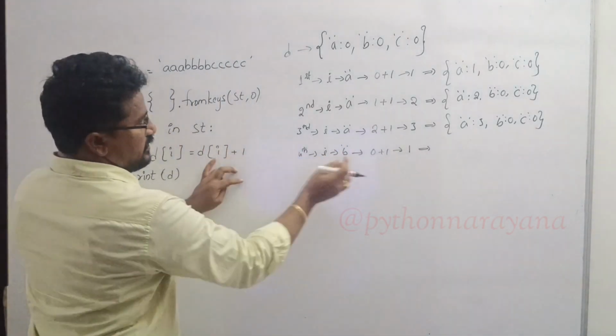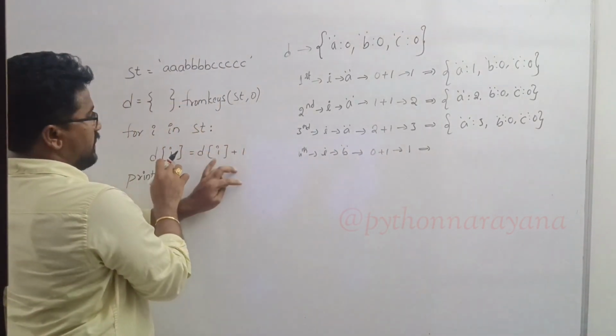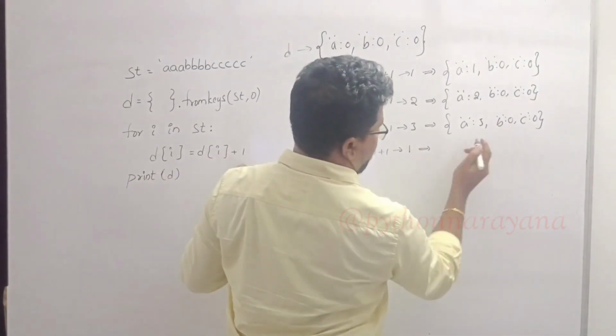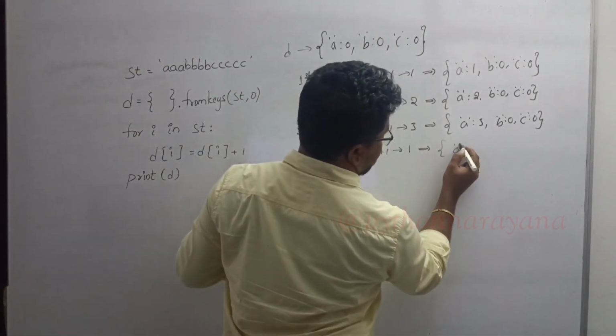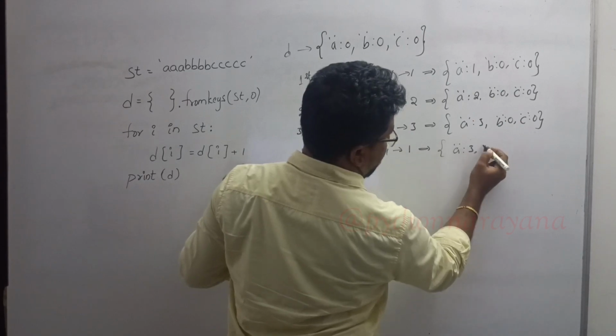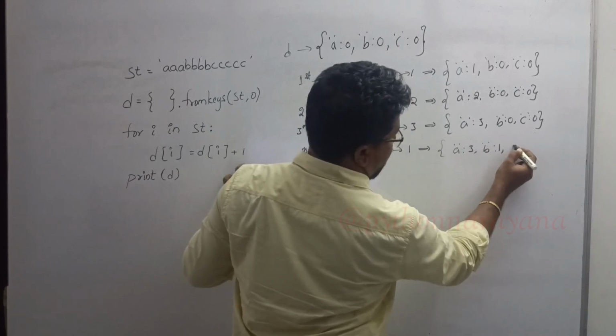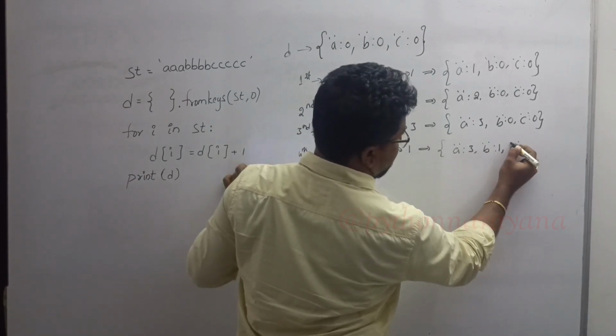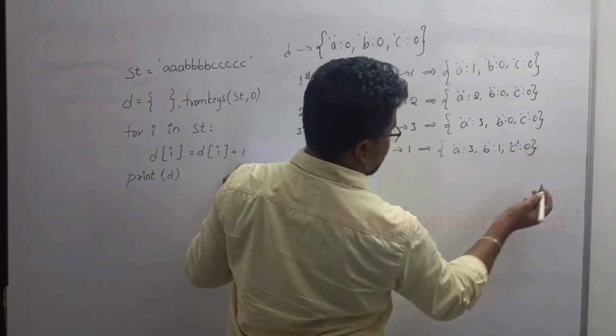So this is what here? 1. Assigned to D of B, right? D of B. B value updated now. Again A how much already? 3. Then B becomes now 1. And C how much here? It is 0 like this.